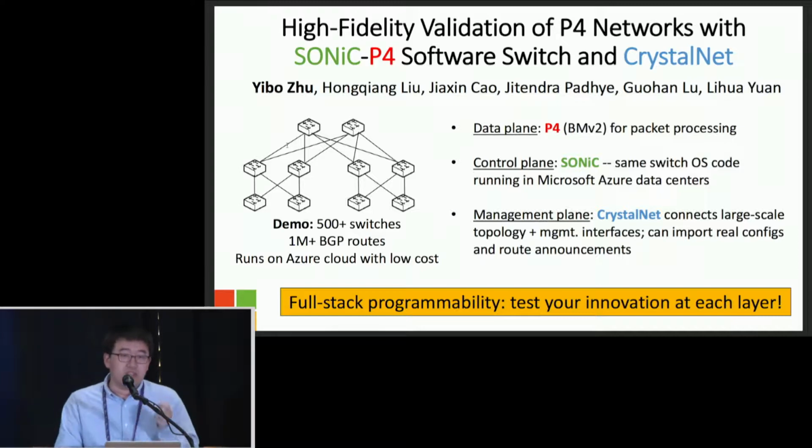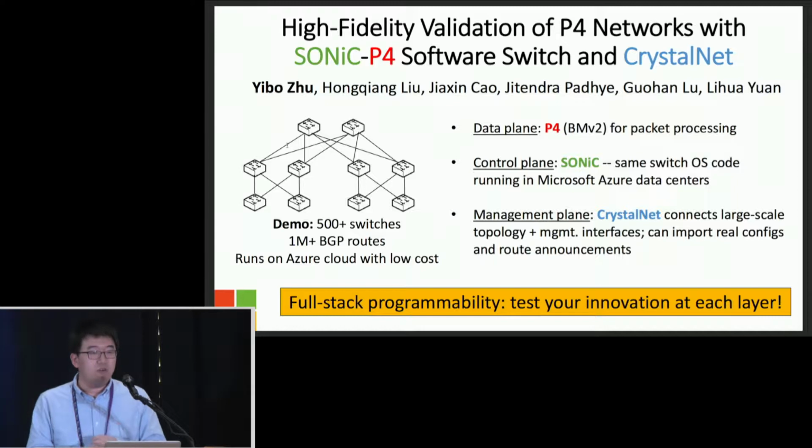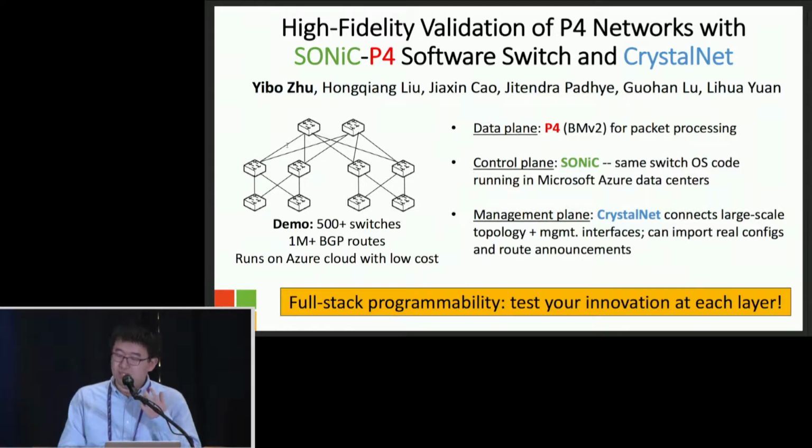Say the innovation can be in the data plane, like P4-based new features, or the innovation could be in the control plane. We integrate Sonic with P4. Sonic is an open source switch OS that runs the exact same code in Microsoft data centers today. Also, with CrystalNet or management plane, you can test any topology or real configs, route announcements in the network. So for the demo, we use all the real ones from the production.